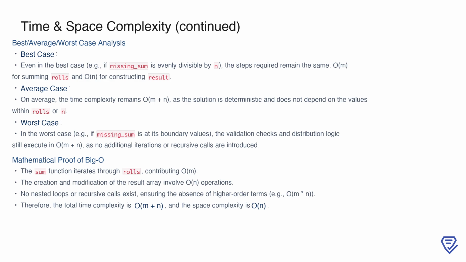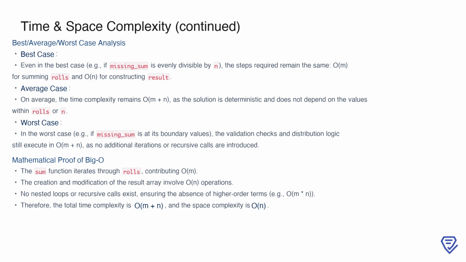Finally, let's examine the best, average, and worst-case scenarios for our solution. In the best case, when the missing_sum is evenly divisible by n, the required steps still involve O(m) for summing the roles and O(n) for constructing the result, as these operations do not change. On average, the time complexity remains O(m + n), as it is independent of the specific values in roles or n. Even in the worst case, where missing_sum is at its boundary values, the validation checks and distribution logic do not introduce additional iterations or recursive calls, keeping the time complexity at O(m + n).